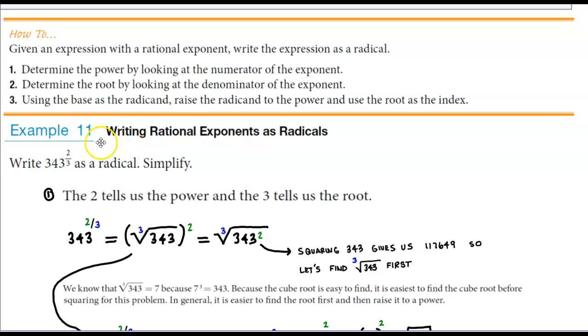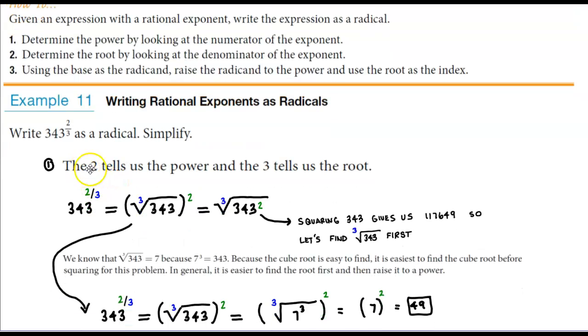So for example number 11, we're going to be writing rational exponents as radicals. We're going to write 343 to the power of 2 over 3 as a radical, and then simplify. So the 2 tells us the power, and the 3 tells us the root. So 343 to the power of 2 divided by 3 is the same thing as saying the cube root of 343 squared.